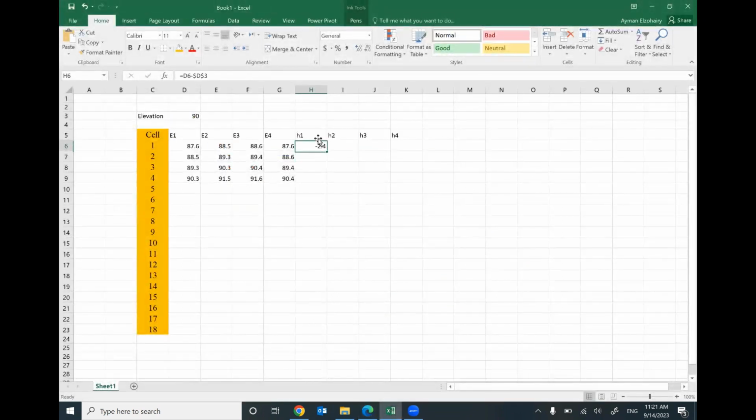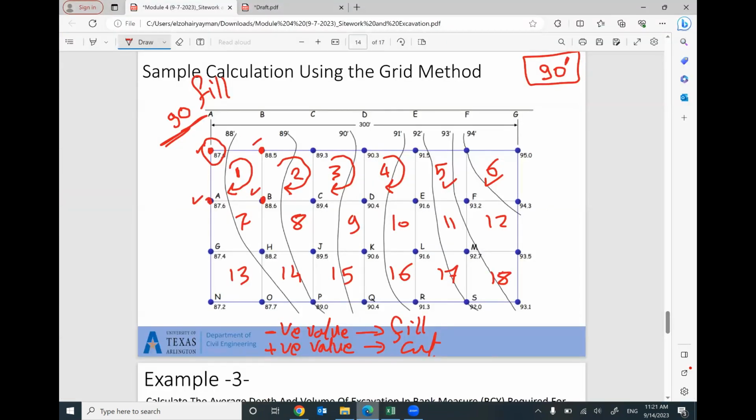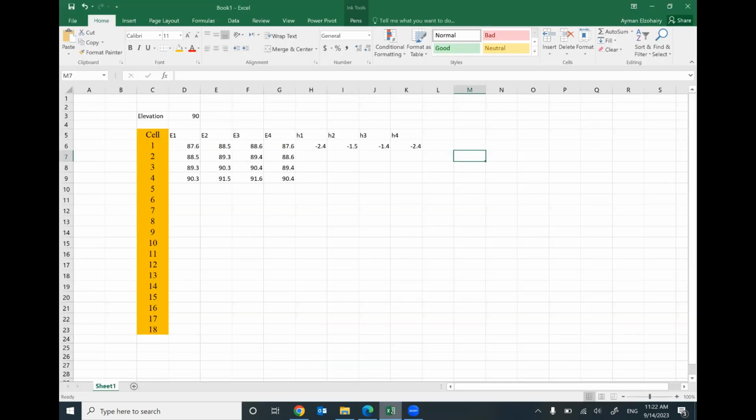Keep going. If you highlight this cell one more time, and at this corner, you can grab your value, you will see something like this. Looks like all of these corners, I need to do fill. That makes sense. If you look at each corner of this cell, all of them, 87.6, 88.5, 88.6, 87.6, are below 90. So it looks like I need to add soil over this area. Does that make sense?